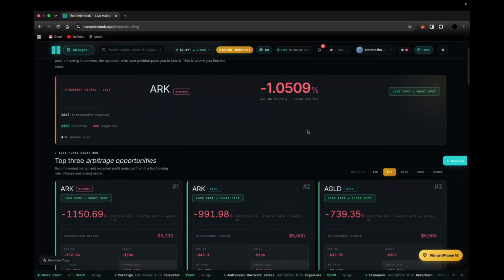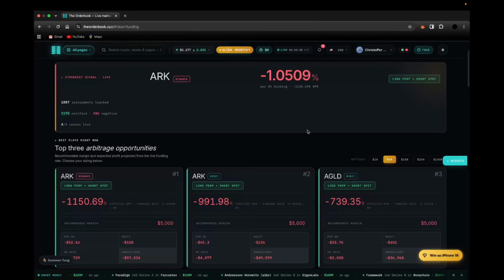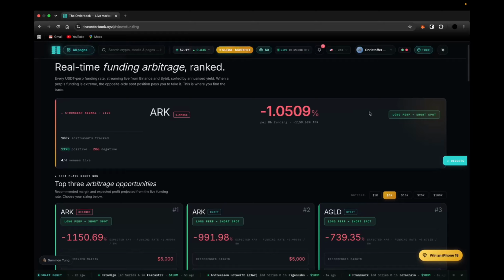In crypto, there's a type of contract called a perpetual, or perp. Basically, it lets people bet on price using leverage, without the contract having an expiry date. But because perps don't expire, exchanges need a way to keep the perp price close to the real price of the coin. That's where funding rates come in.